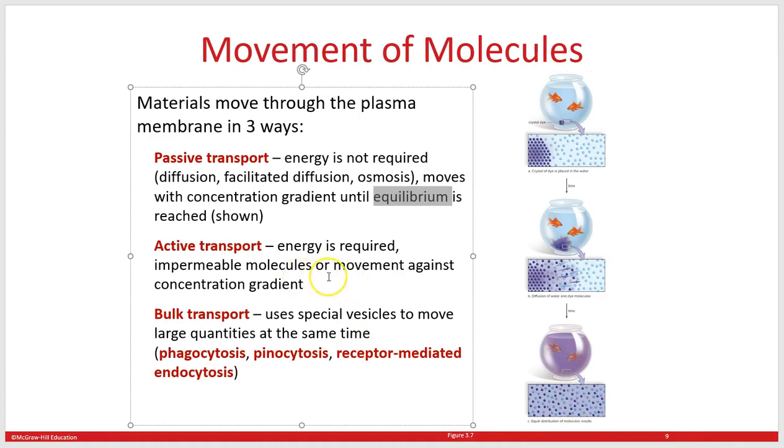Active transport is when energy is required to move materials against the concentration gradient. So if you tried to get all of these molecules of dye back into this one little space, it would take energy to do so. And then you have bulk transport, and that's moving large things like pieces of food to a bacteria, and in this case, your cells would wrap them in a membrane and then move them across the membrane.